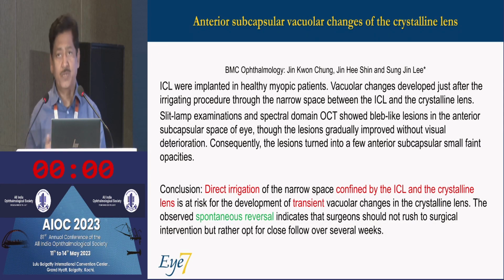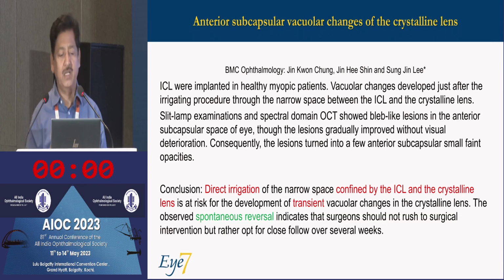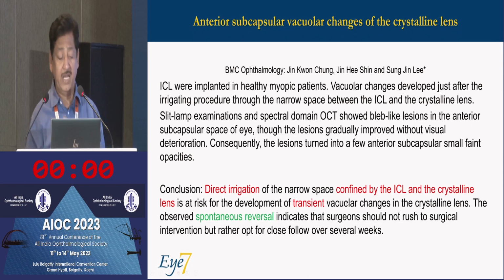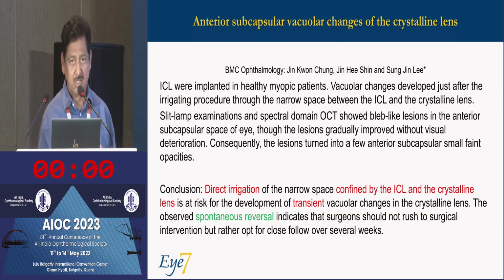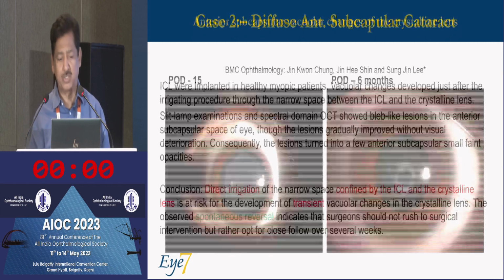So we looked up the literature when we had a couple of cases like this, and the literature said that there could be anterior subcapsular vacuolar changes of the crystalline lens, and the conclusion was that it is because of direct irrigation in that space between the ICL and the crystalline lens, and these are transient, and there is a spontaneous reversal. We were happy. There was spontaneous reversal. We were encouraged.